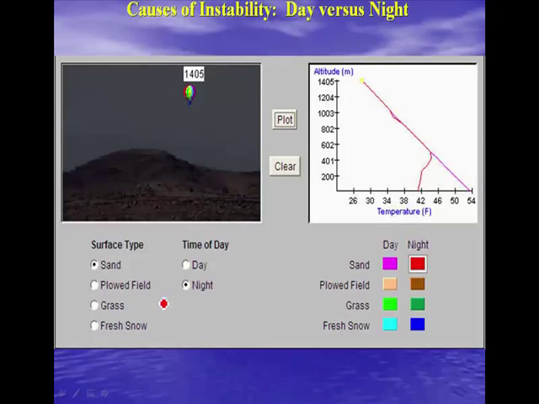So again, the causes of instability, day versus night. This is a very unstable situation where we have temperature decreasing with height during the day. So we have warm air at the surface, cool air aloft. That's an unstable type of environment. At night, however, we have cooler air here at the surface and warmer air aloft. That's a very stable condition. So this would be considered a stable profile. And during the day, temperature decreasing rapidly with height, we would consider this an unstable type of profile.